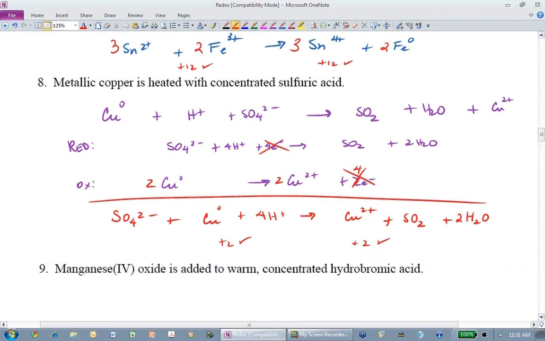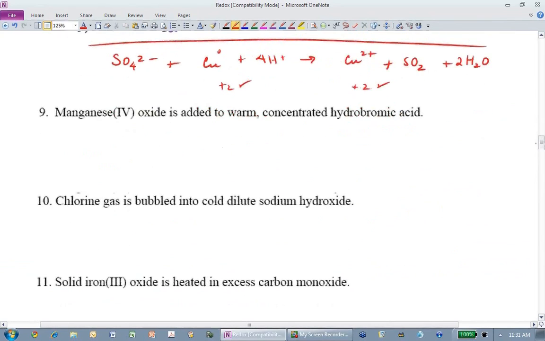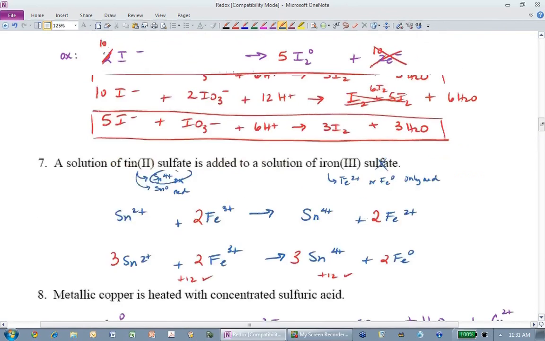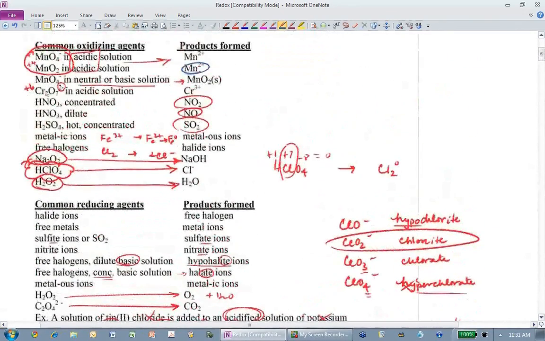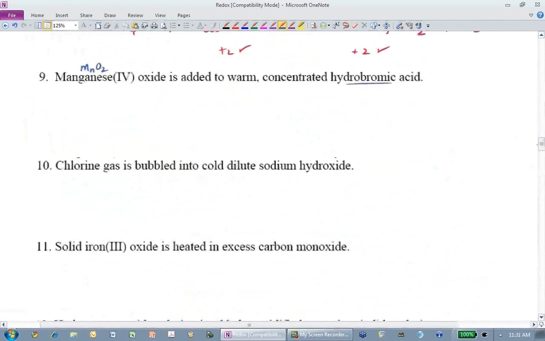Alright, moving on. I'm going to try to get through 10 or 12 of these before I quit and move on to a different recording. So, manganese 4 oxide. So they're telling me that this is Mn plus 4 O2. Okay, MnO2, manganese 4 oxide, that's right, is added to warm concentrated hydrobromic acid. So there's a halogen, so we're going to get the bromide go to the bromine, and then the MnO2 is one of those things that you had to give up and memorize. MnO2 goes to Mn2+.